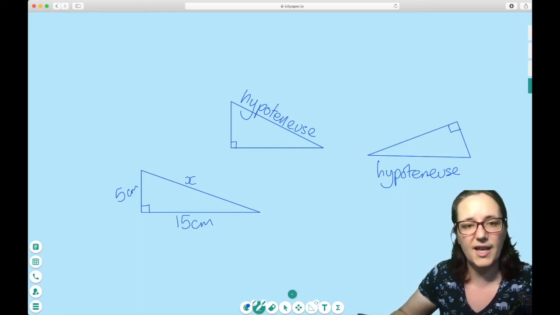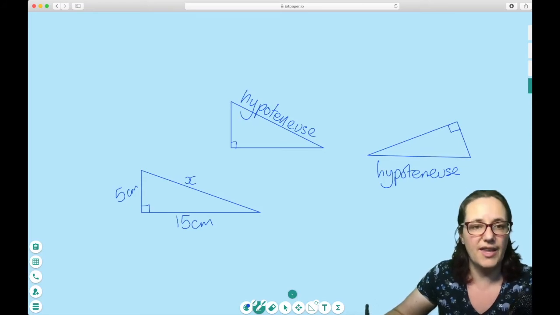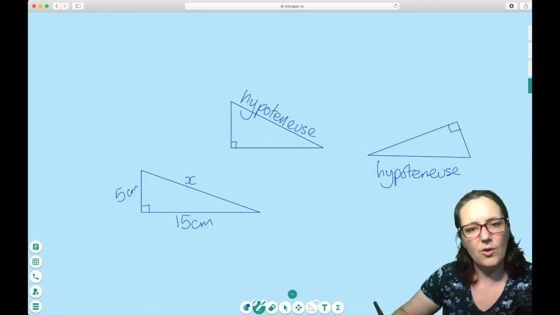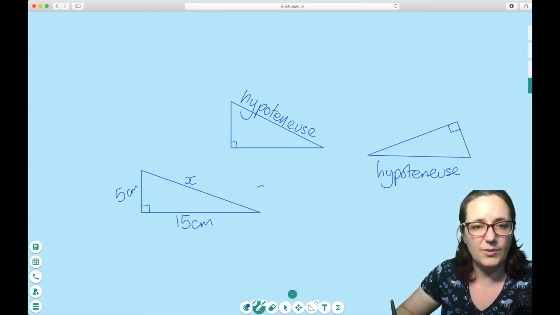So if I want to find the hypotenuse, I know that 5 squared add 15 squared will give me x squared, because that's what we found out from looking at the areas. So rather than writing all that out, I'm just going to go, oh, so I need to square it, add them up, and that will give me the area of the square on the side. I don't actually want the area of the square on the side, I just want the length. So x will equal the square root of 5 squared add 15 squared.